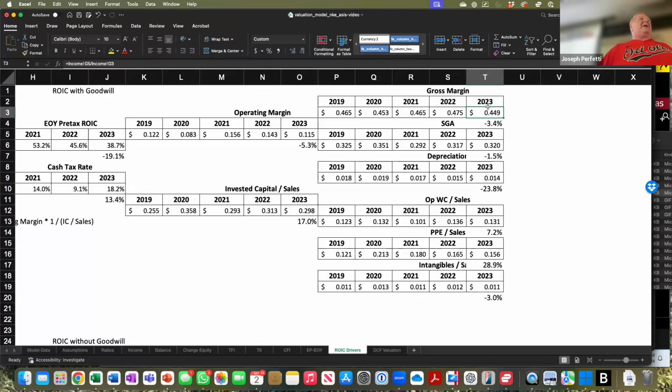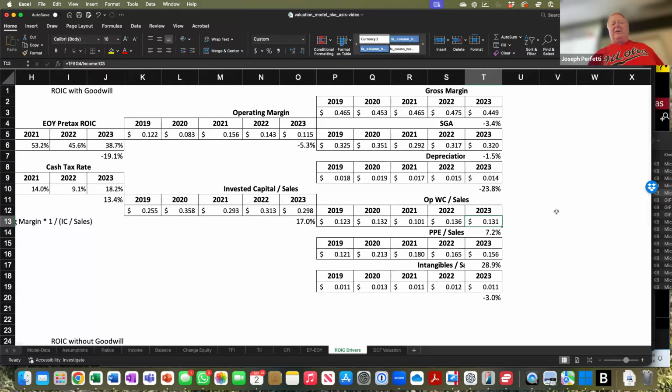Let's go to the second level drivers, productivity. Why did invested capital to sales go from 25.5 to 29.8? Why did it get worse? Working capital. Nike has working capital. They're not like Costco. Right? Nike spent 12.3 cents per dollar on working capital in 2019. To sell the same products, 13 cents per dollar of working capital per dollar of sales in 2023. That's unfavorable. That hurt their productivity. More invested capital.